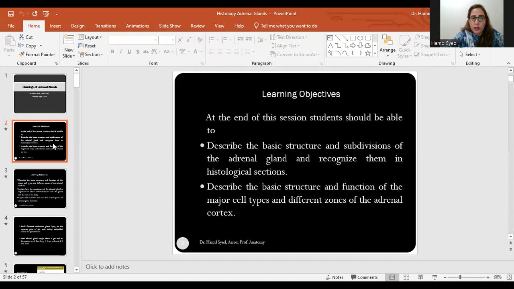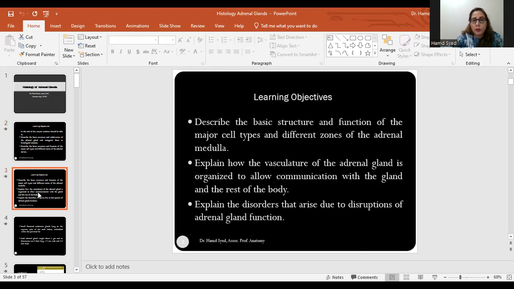So I'll be showing you the histomicrographs of the adrenal gland, and we'll be discussing the different parts of this important gland. We'll also discuss the basic structure and function of the major cell types and different zones of the adrenal cortex. Similarly, we shall describe the basic structure and function of the major cell types and different zones of the adrenal medulla. Also, I will be explaining to you how the vasculature of the adrenal gland is organized to allow communication with the gland and the rest of the body. And in the end, I'll be explaining a few disorders that arise due to disruption of the adrenal gland function.